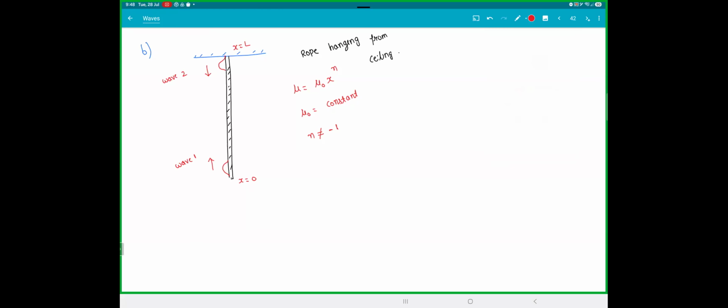Chalo, welcome back everyone. So we got a rope here hanging from the ceiling. Now, this is a rope with a variable density, mu naught into x power n. N is some constant, so n is some number there, and mu naught is a constant. So look at this thing, x power n. It could be x square, x cube, x power 100. It could be anything, x power root x, anything. N is not equal to -1, but it can be any other number. So the density is varying.